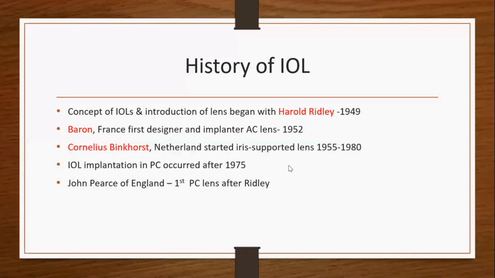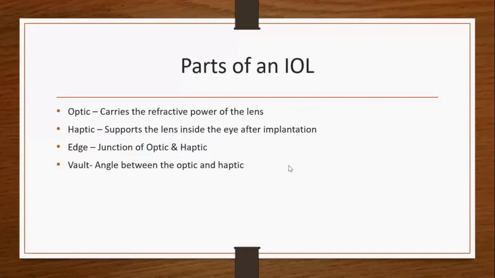Before explaining each IOL design, I just want to explain the parts of the IOL. Mostly the IOL consists of two major parts. The first part is the optic, which carries the entire refractive part of the lens. The next one is the haptic. The haptic is the one which supports the optic in the eye. Whenever the doctor implants the lens inside the eye, the haptic is the one which supports the IOL inside the patient's eye.